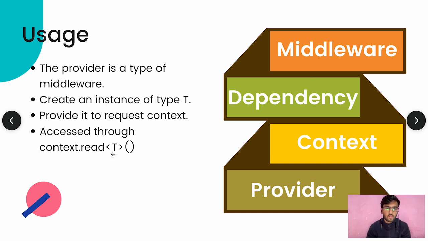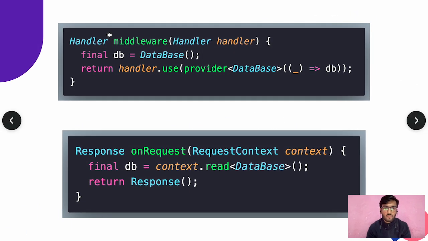Now we will see an example of this. Inside our middleware, I have created one instance of the database and injected it into our request context with the help of this provider method. And now I can use this instance of the database from any route handler with the help of context.read and the type of the instance. And we can do some operations based on this instance, like performing some CRUD operations, and we can finally return some response.